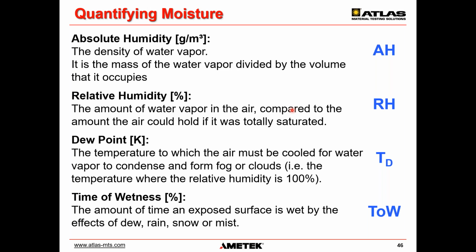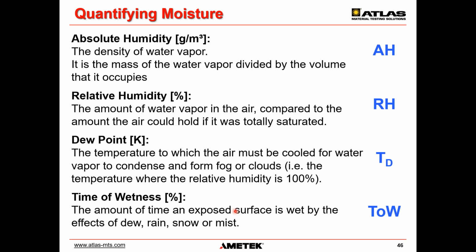It's the temperature at which the air starts to condense when you cool it down at a specific relative humidity, for example, a specific absolute humidity. So that's the point when the relative humidity actually reaches 100% when you cool down the air. Then a very important factor is the time of wetness. That's just the time a surface is wet in the environment.